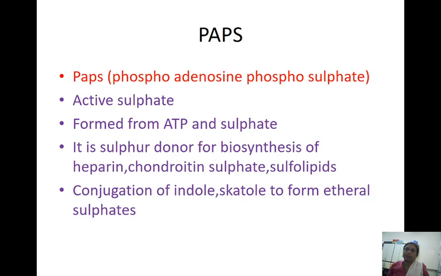Then coming to PAPS. PAPS stands for phosphoadenosine phosphosulfate, which is active sulfate. It is formed from ATP and sulfate. It is a sulfur donor for the biosynthesis of mucopolysaccharides like heparin and chondroitin sulfate. These two are the sulfated mucopolysaccharides, where the sulfur comes from PAPS. PAPS is synthesized from ATP and sulfate.